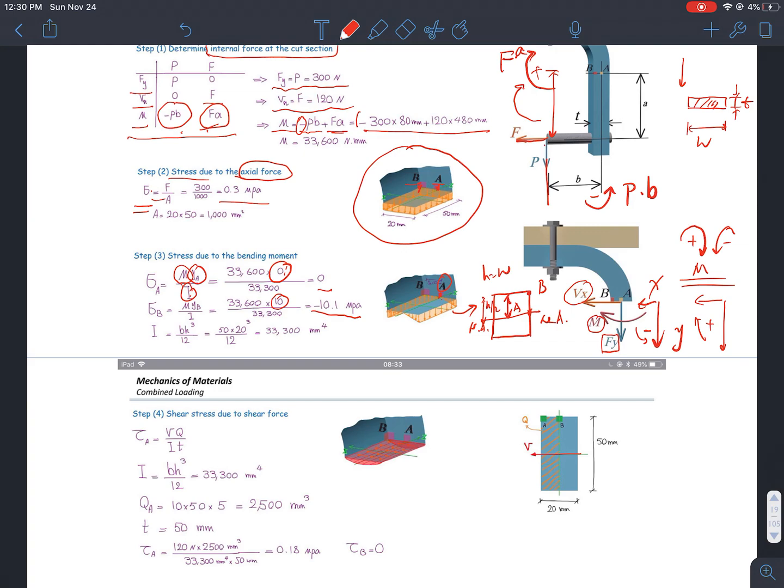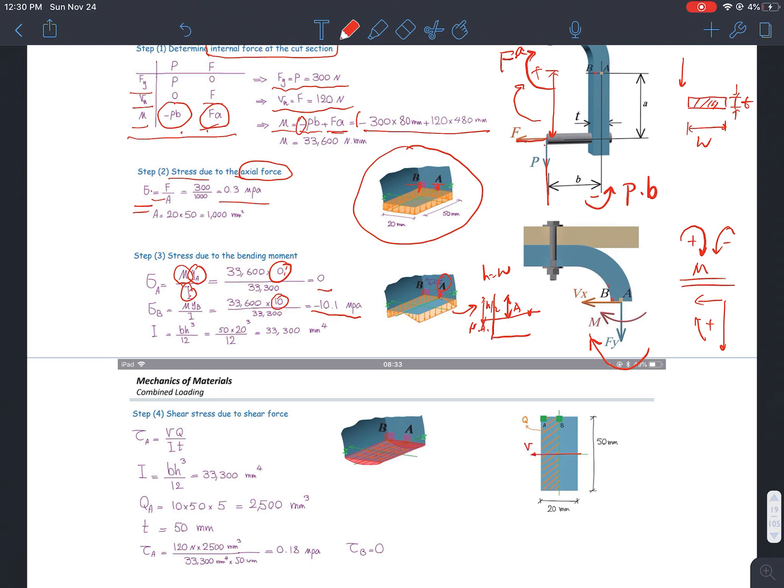Yes. But observe this picture, right? So observe this picture. Let me clean up this one for you, okay? My bending moment is going this way. Okay, this is my bending moment, following this drawing here.